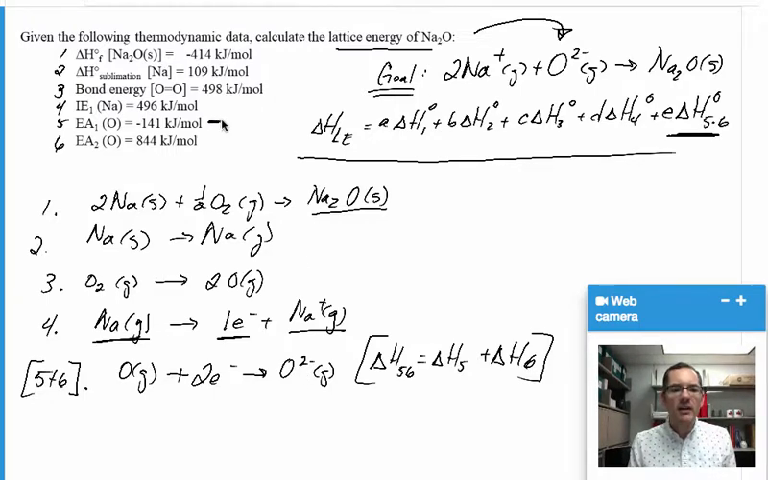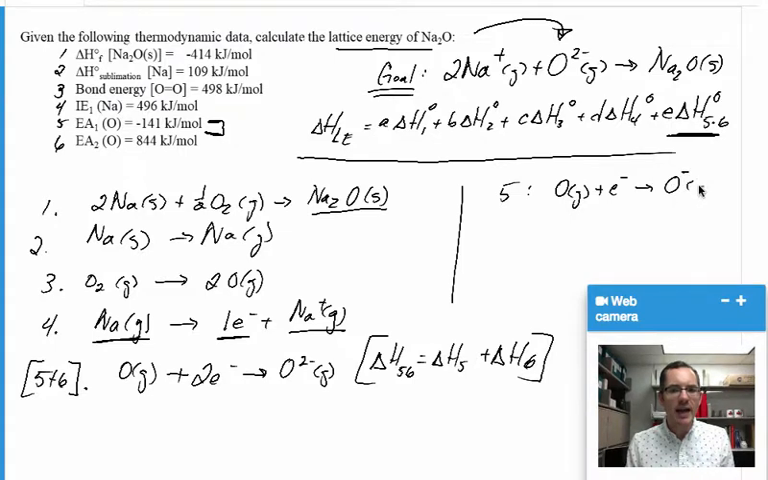But what I've done for the last 2, 5 and 6, is I can combine them, because my 5th reaction is the first electron affinity for oxygen. So it's going to be my oxygen gas plus an electron will yield O negative gas.